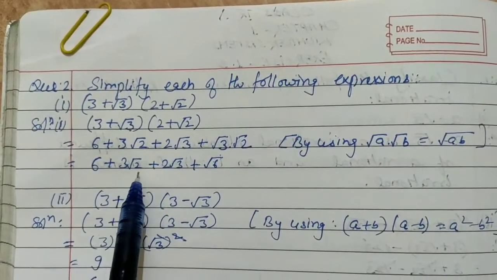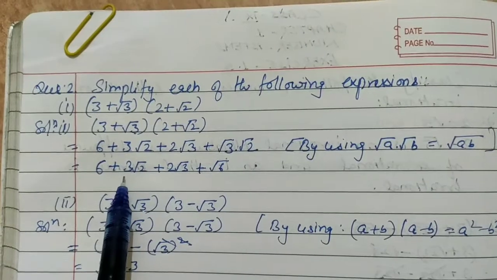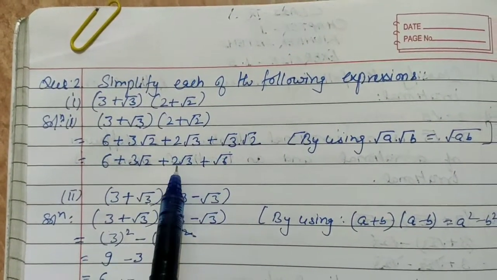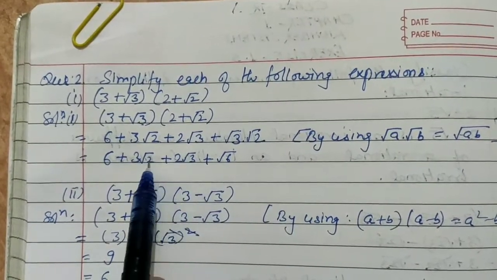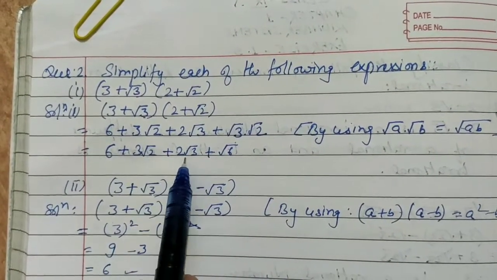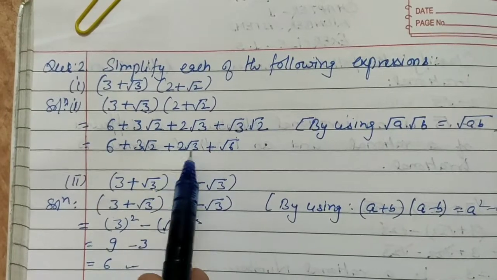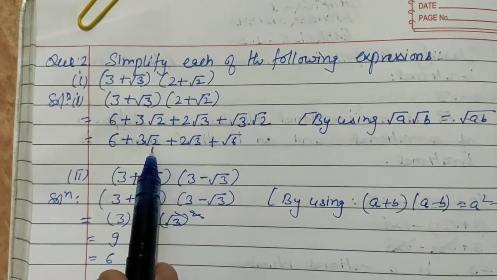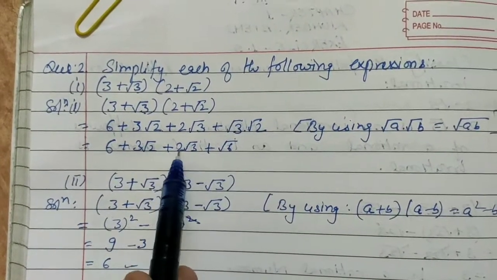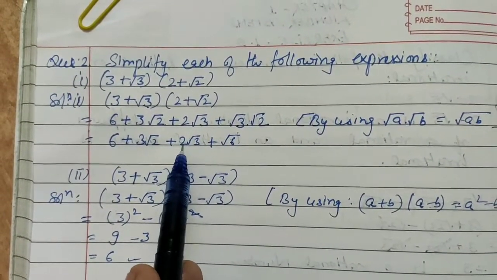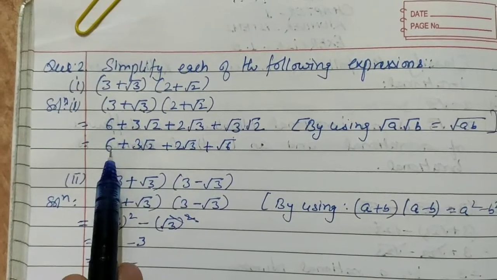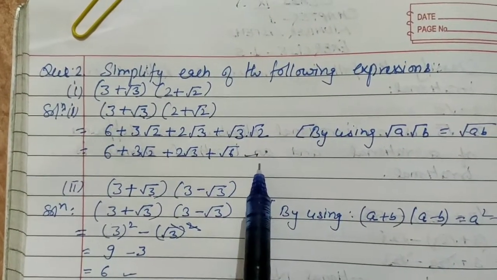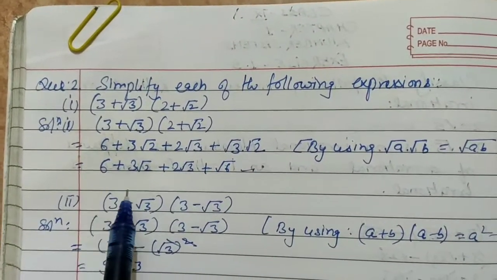Now this is the result for the given expression, but you can see here 3 under root 2 and 2 under root 3 cannot be further simplified, as these are unlike terms. Here this is under root 2 and here this is under root 3. If there are like terms then we can add or subtract, but here these two terms are unlike terms, so we can't add or subtract them. So this is the result, 6 plus 3 under root 2 plus 2 under root 3 plus under root 6. This is our final result. So this is all about part number 1.